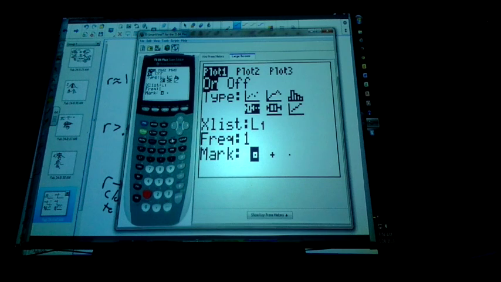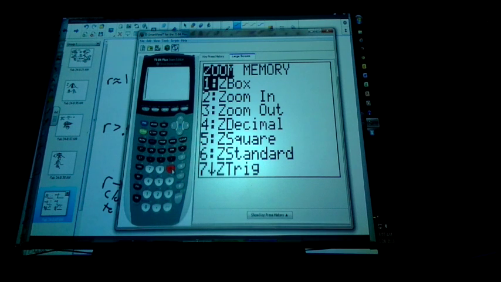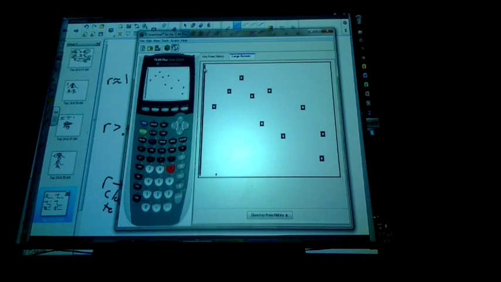Under my stat plot, I'm going to change it to a scatter plot rather than a box and whiskers. List 1, list 2. I'm going to use the square dot. I like it. Now I can do zoom 9. That gives me my data. Notice it has somewhat of a line to it.